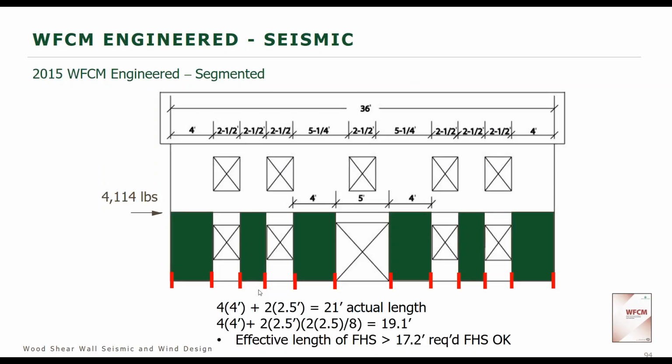So we go, okay, since some of these shear walls don't meet the aspect ratio, what's our effective length of those shear walls, given that stiffness factor? So that's where we come in. Our actual length was 21. We have an effective length, taking into account the stiffness of the shorter walls that don't meet the 2-to-1 ratio, and we come up with 19.1. So our effective length is greater than our required length.